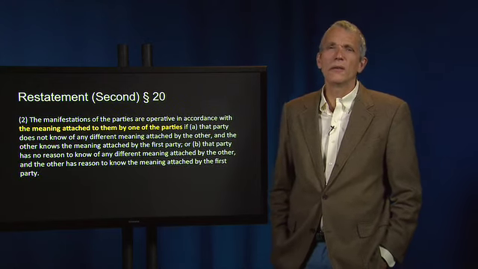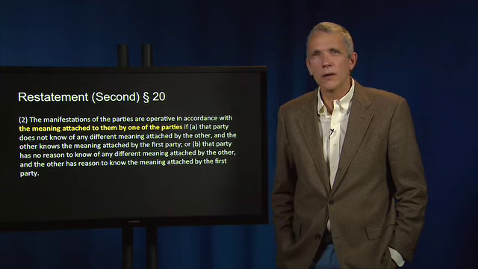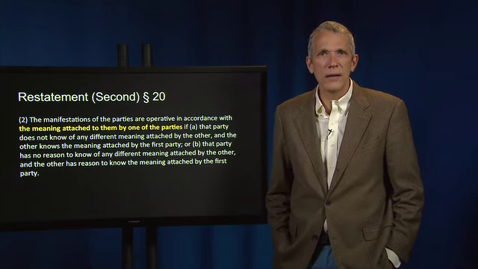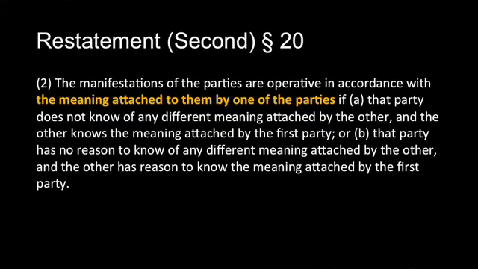Subsection 2 deals with the asymmetric version of the situation, where one party knows or should have known the other's meaning, but not vice versa. In these cases, the meaning attributed by the party that didn't know is the meaning of the contract, and the contract is valid. In other words, if a party knows what the other party thought the contract meant, that party has to abide by what he or she knew the other party was thinking.